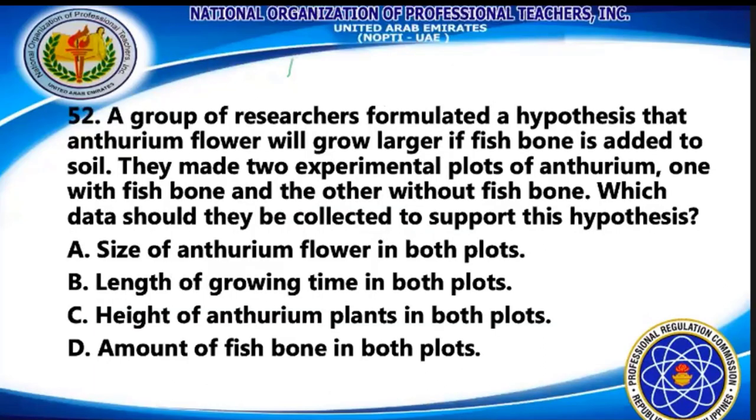A group of researchers formulated a hypothesis that anthurium flower will grow larger if fish bone is added to the soil. So, gumawa sila ng dalawang experiment. One with fish bone, yung isa walang fish bone. Which data should they be collected to support this hypothesis? Is it the size of the anthurium flower, length of growing time, height of anthurium plants, amount of fish bone in both plants?